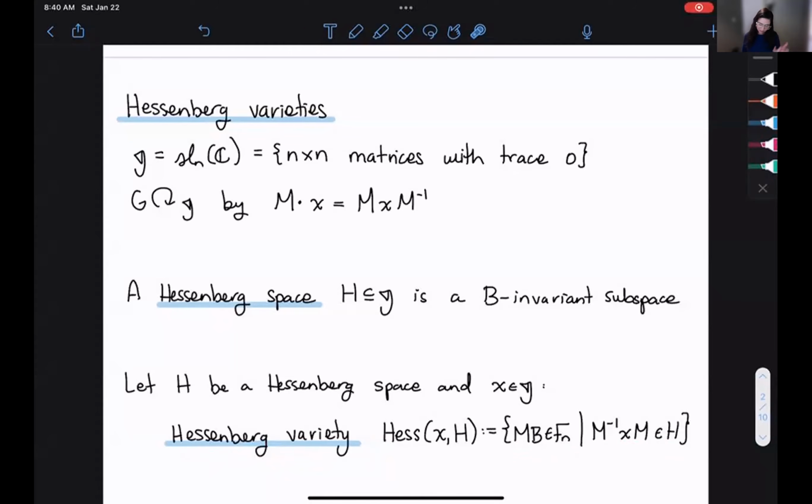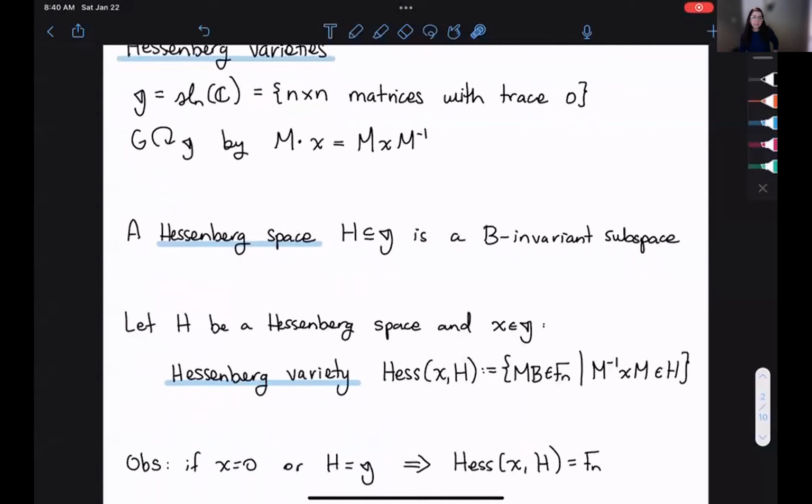It's not a hard exercise, but of course, is this well defined, since I picked a representative? Yes, it is well defined. So this is the description of the Hessenberg variety that you can do using the G mod B description.